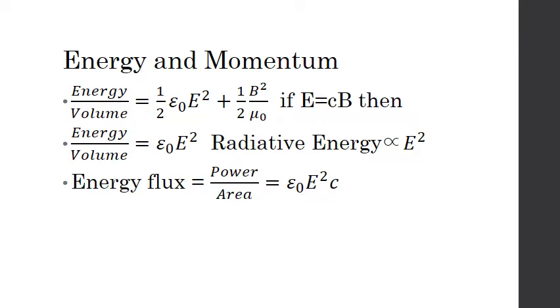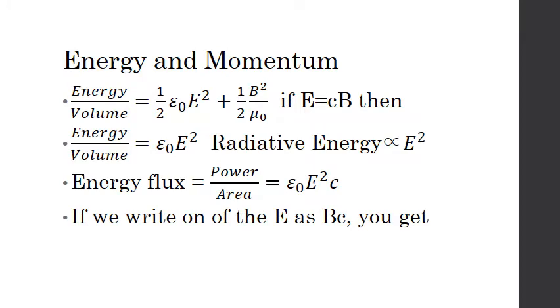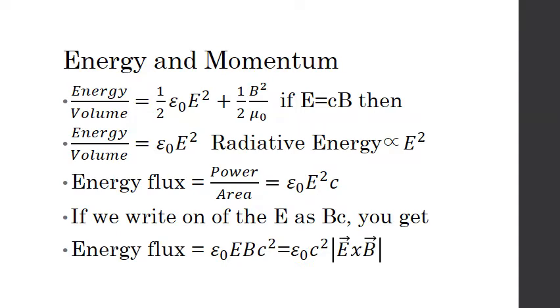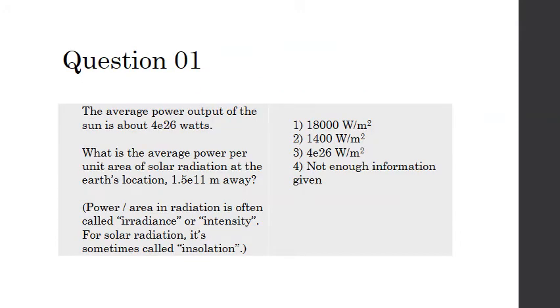Now, if we try to write E again as B times C, as one of the E's, I can write it as this expression, and then the magnitude of E times the magnitude of B is equivalent to writing the cross product of E cross B and taking its magnitude. Since the angle between them is 90 degrees, the sine of that angle equals 1. So that allows me to calculate the energy flux or the intensity of a particular electromagnetic wave. Now, try to use that information to solve this problem.